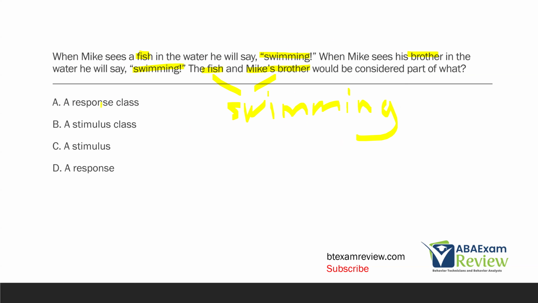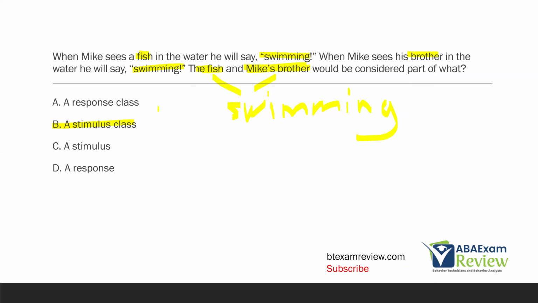And we're not looking at the response here. We're not looking at Mike's response of swimming. We're looking at the stimuli that's evoking this response, the fish and Mike's brother. And since both the stimulus of fish and the stimulus of Mike's brother evoke the same response of swimming, those stimuli would be considered part of B, a stimulus class. A stimulus class typically evokes the same response or has the same effect on behavior. In this case, fish and Mike's brother both have the same effect by evoking the response of swimming.